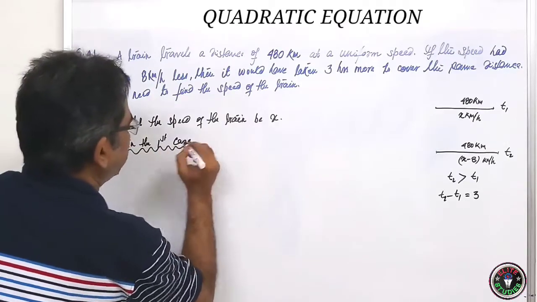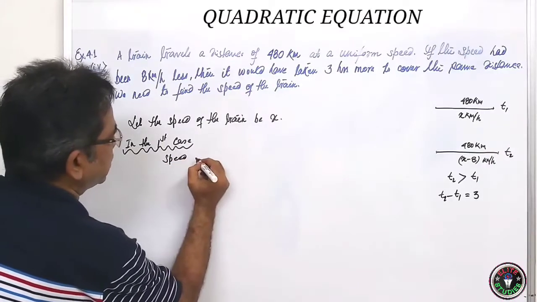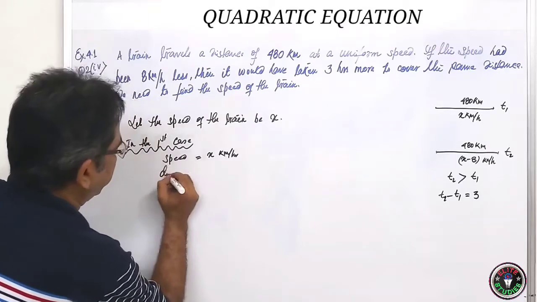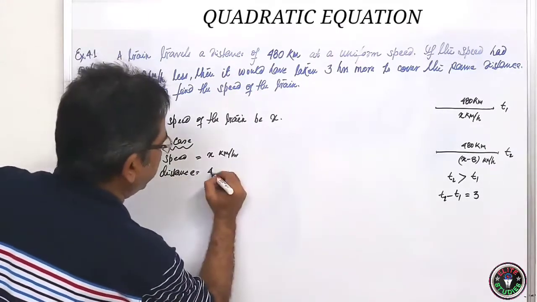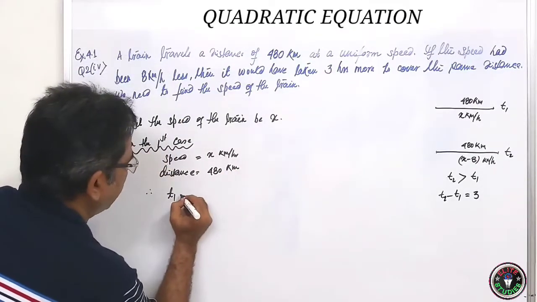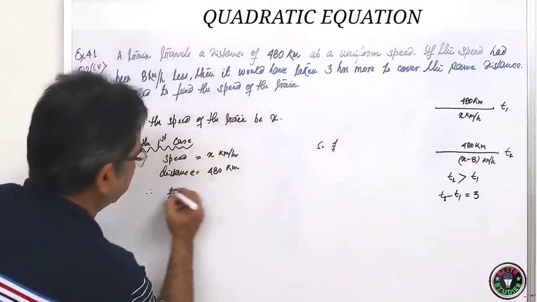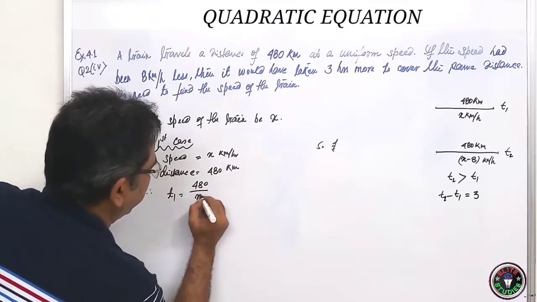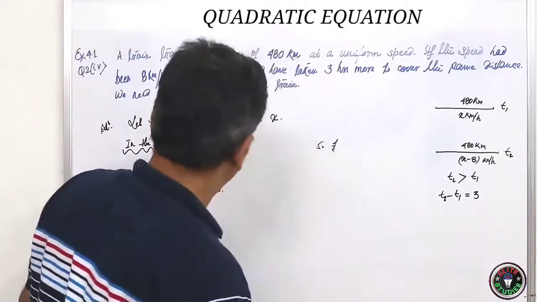Now in the first case, what do you see? Speed is equal to x kilometers per hour and distance is equal to 480 kilometers. So therefore time t1, because speed is equal to distance by time, so time is equal to distance by speed. This is in hours. Clear? You got t1.